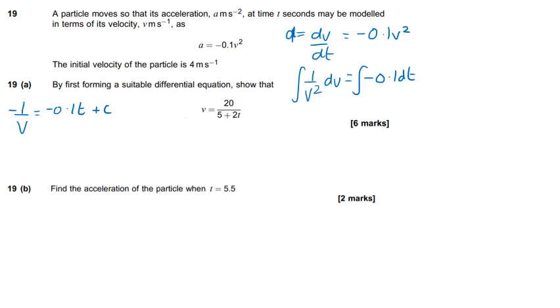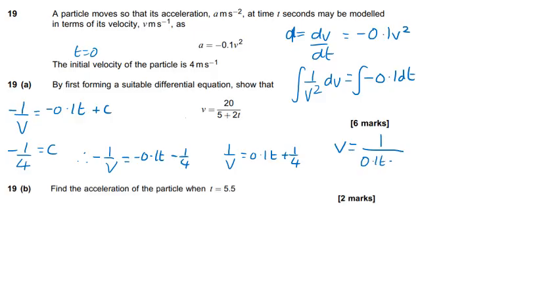Then we'll use the initial condition. When t is equal to 0, v is equal to 4. So we've got minus 1 over 4 is equal to c. Therefore, minus 1 over v equals minus 0.1 t minus 1 over 4, or in other words, 1 over v is equal to 0.1 t plus 1 over 4. Then we just have to rearrange this for v. Let's take reciprocals of both sides, so v is equal to 1 over 0.1 t plus 1 over 4. If we multiply top and bottom by 20, we get 20 on top, and on the bottom 2t plus 5, which is what we were expected to find.